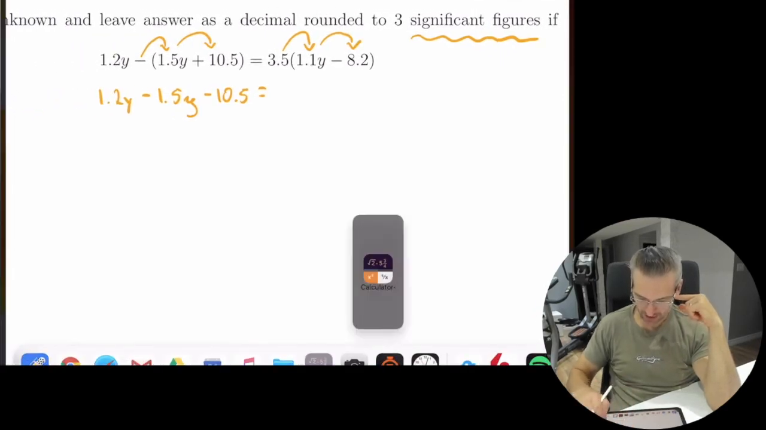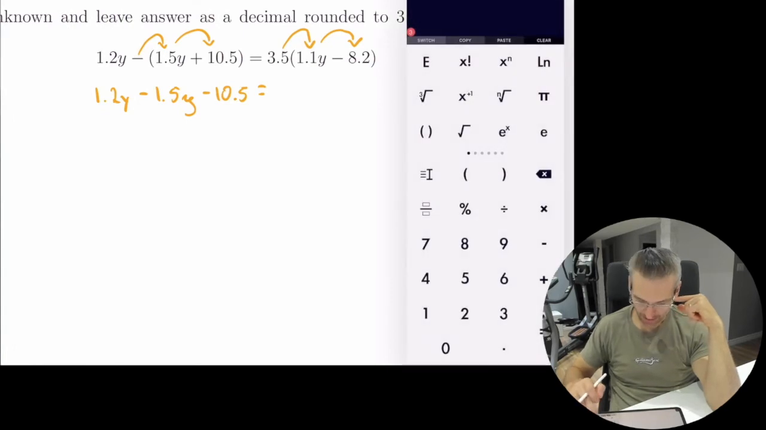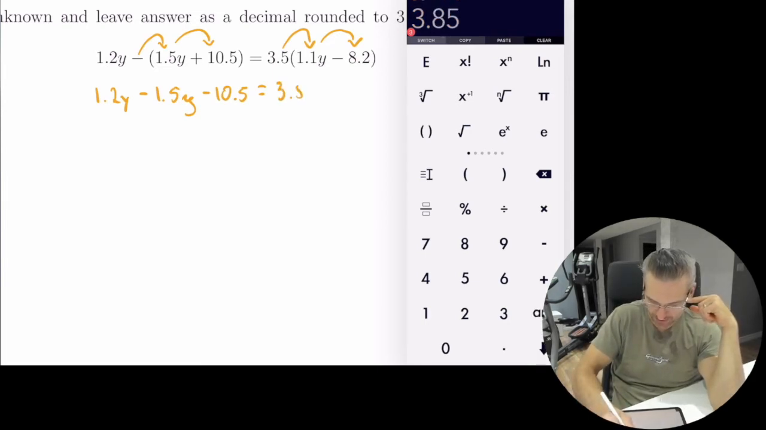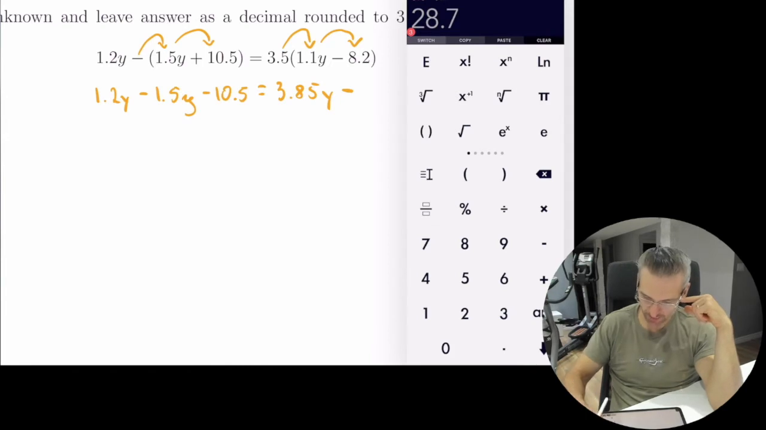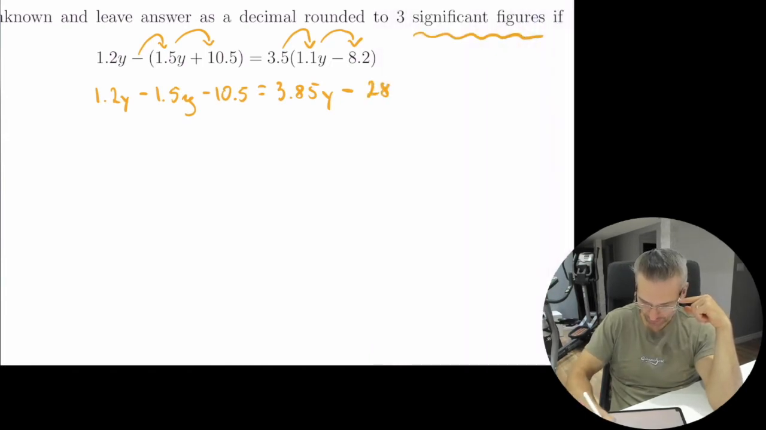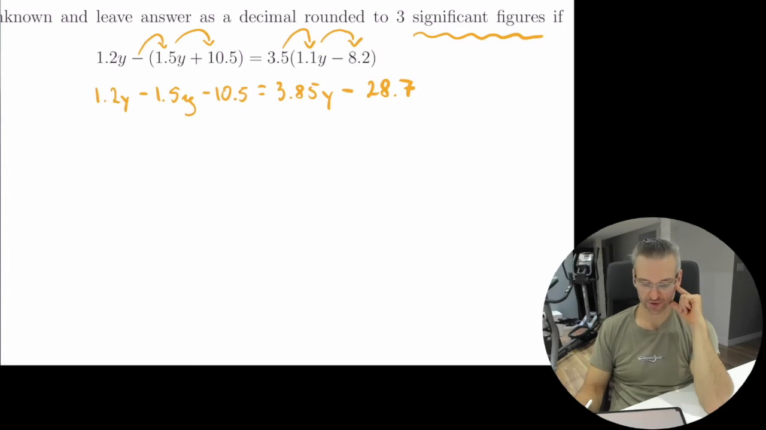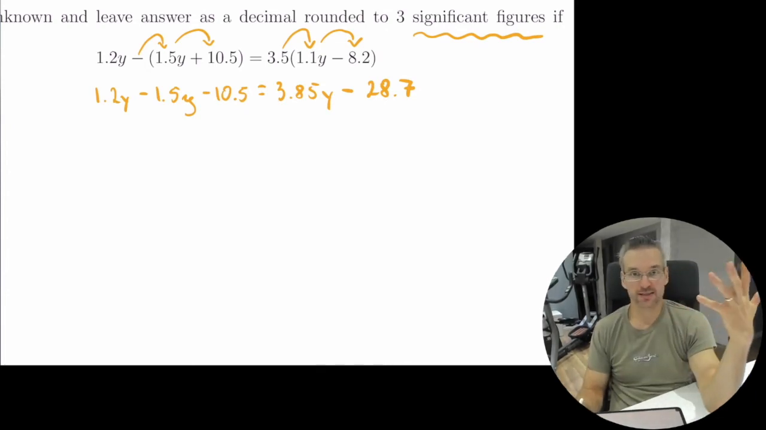So I'm going to take this out in here and say, 3.5 times 1.1, okay, just in case, so 3.85y minus, now I have to take the 3.5, and it's times 8.2, so 28.7, so that distributed across through there. And now no more brackets, so now again, notice it's the same thing.